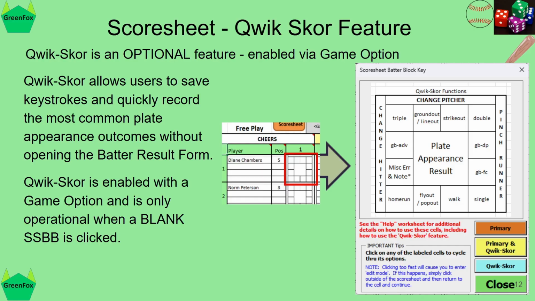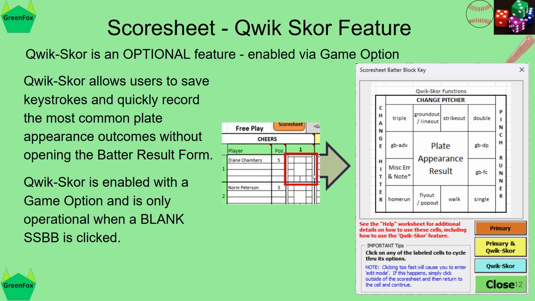The quick score feature is something we mentioned a few slides ago. Quick score is a 100% optional feature that you can turn on, or off, using one of the many game options. We'll talk about the game options later in these videos. But quick score is really just a shortcut, a quicker way to keep score if you want to do it.